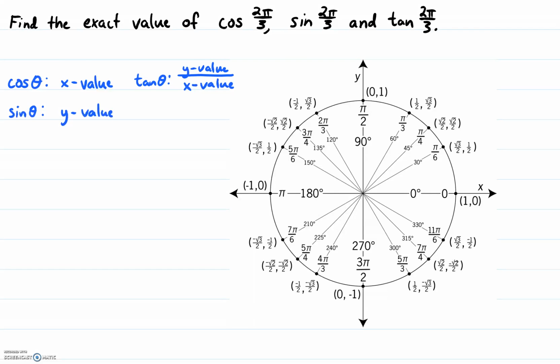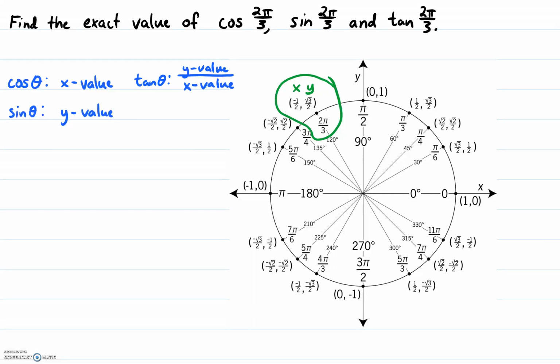So if you want to, you can go ahead as your first step and locate 2 pi over 3 on the unit circle. Same thing as 120 degrees, and just kind of circle it, noting that we have a point with an x value and a y value, the x value being negative 1/2, the y value being the square root of 3 over 2. So now let's talk about how to get the answers.